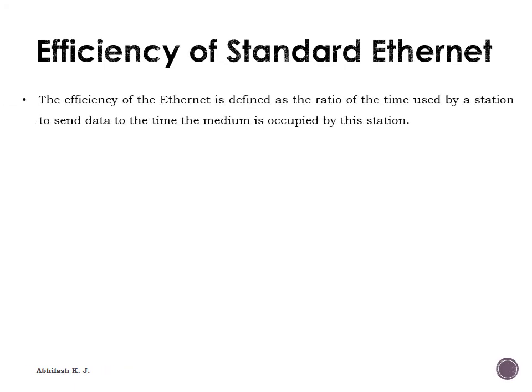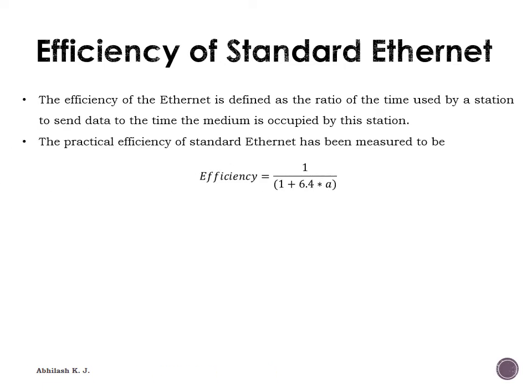Next, we have to consider the concept of efficiency of the Ethernet. So efficiency of Ethernet is defined as the time used by a station to send the data to the time the medium is occupied by any particular station. So thus we can measure the efficiency by making use of a relation 1 over 1 plus 6.4 into A, where A is nothing but the number of frames that can fit into the medium.